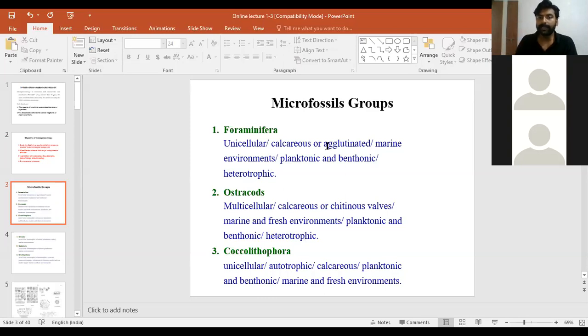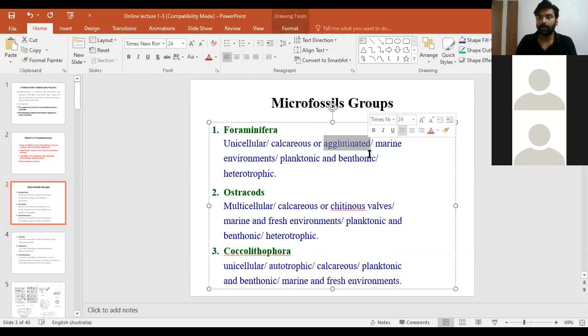Okay, then there comes a word called agglutinated. Agglutinated. Now, what do you mean by agglutinated?